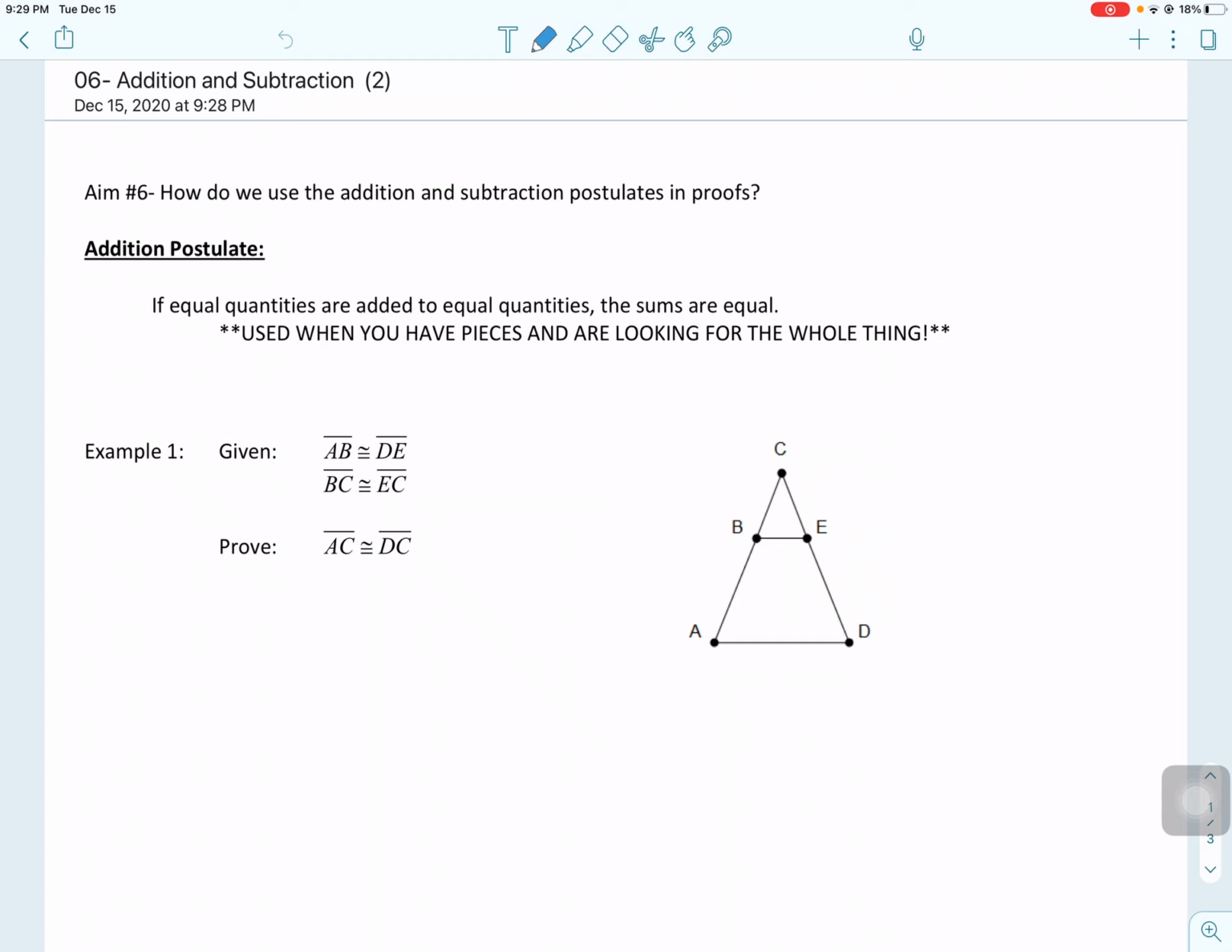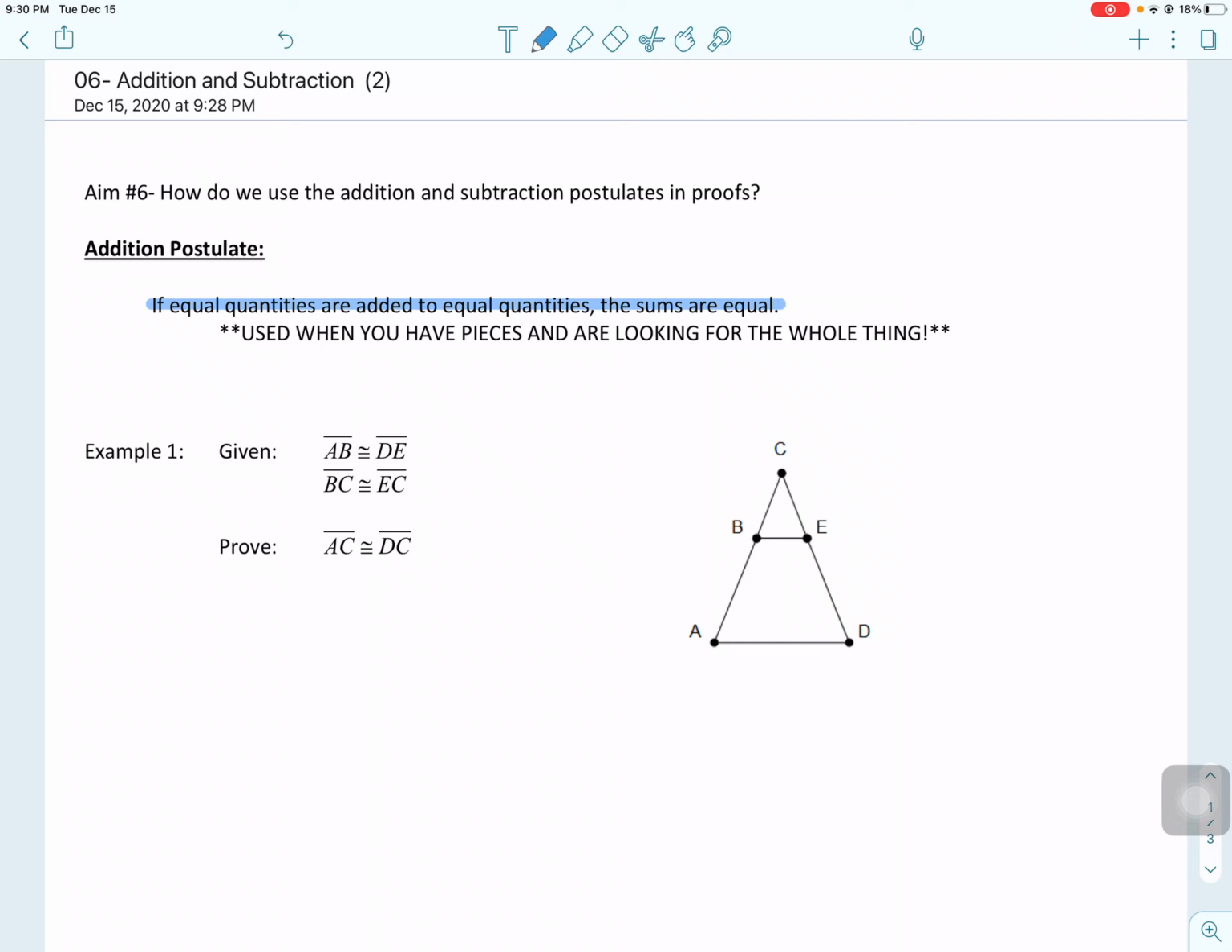We're going to be learning more about some proofs and how we can use what's called the addition and subtraction postulate. So first off, we'll look at the addition postulate. The addition postulate says that if equal quantities are added to equal quantities, their sums are equal.